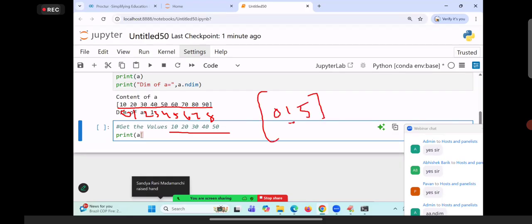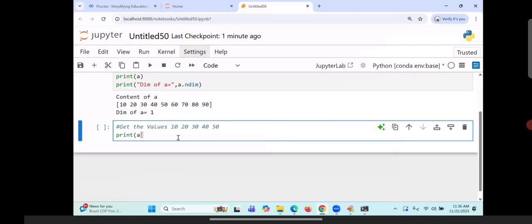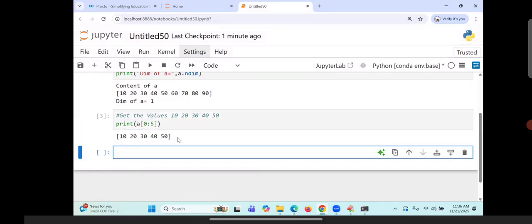0 colon 5. There is no step written. No step means plus 1. The condition is satisfied, 0 less than 5. It is going to give you 0 to 5 minus 1. 0 colon 5 is going to give you the values like this.